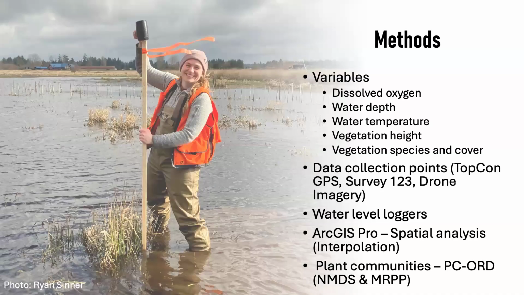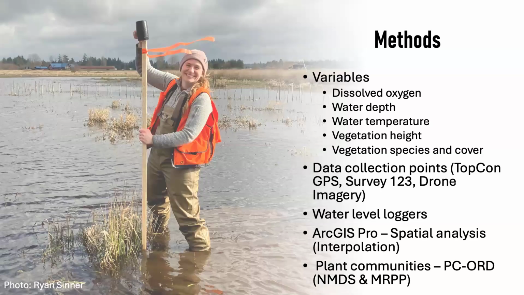Okay, so methods. Like I mentioned earlier, I looked at several variables that can impact Oregon spotted frog oviposition habitat. So during this presentation, I'm going to focus on water depth, vegetation height, and vegetation species and cover. I had various data collection methods. So first, at both the constructed and natural wetland, I placed static data collection points using a GPS unit. They were marked on numbered wooden stakes, like you can see in the picture here. And they were used in both 2024 and 2025 data collection.